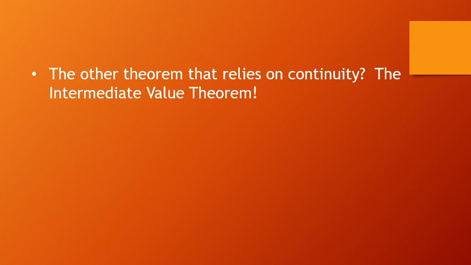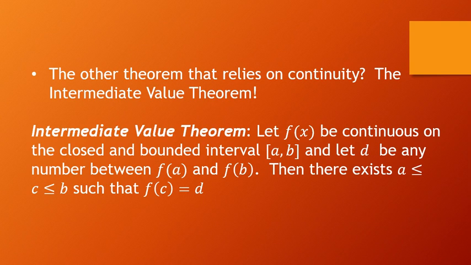And here's the statement of the intermediate value theorem. It says, let f of x be continuous on the closed and bounded interval a comma b, and let d be any number between f of a and f of b. Then there exists some c value that's between a and b, could be one of the endpoints as well, such that f of c is equal to d.